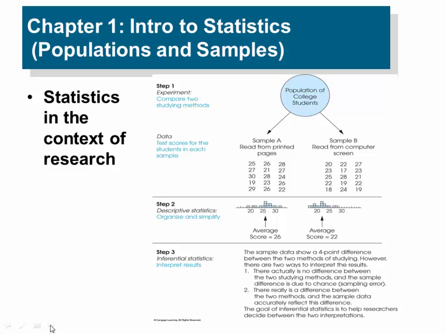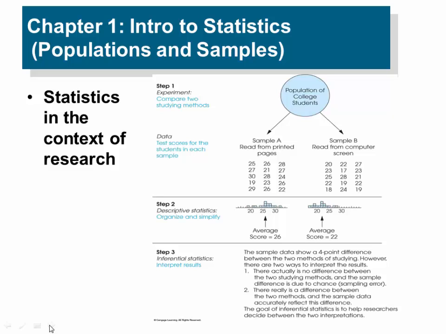What's reflected on this slide is an example of how descriptive and inferential statistics are both applied within the context of research. In this example, in step 1, you start out with a population of college students from which 2 samples are composed. The purpose of the experiment is to determine which of 2 study methods is most effective in raising student scores on a test.